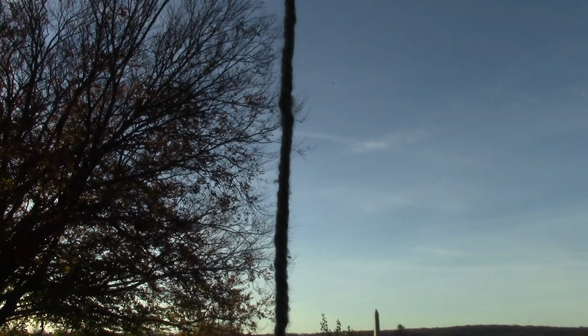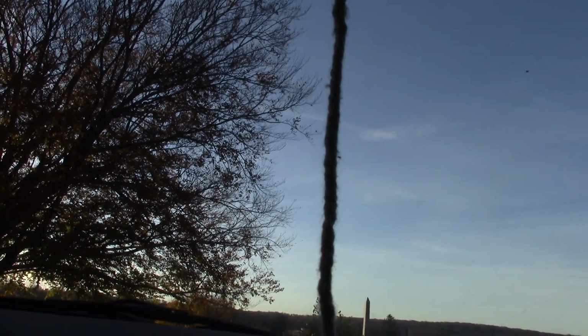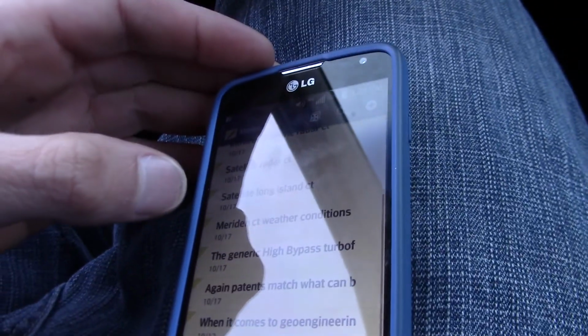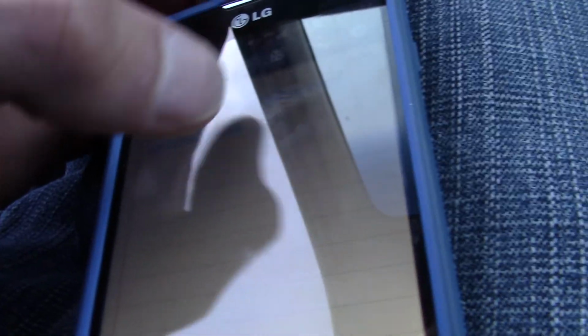So today's Monday, November 10th, 2014. I'm in East Hampton, Connecticut, and we have active spraying. I'm going to check the map right now. I'm going to check New York and Connecticut. There it is.